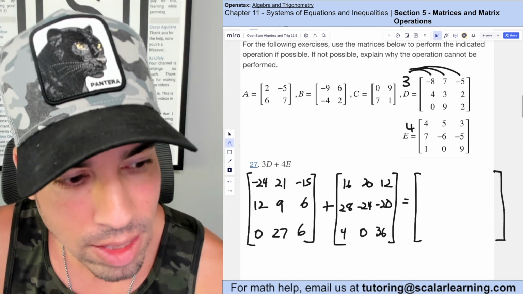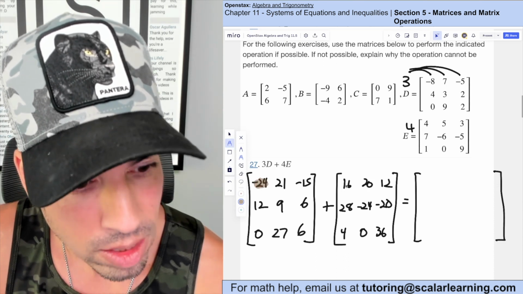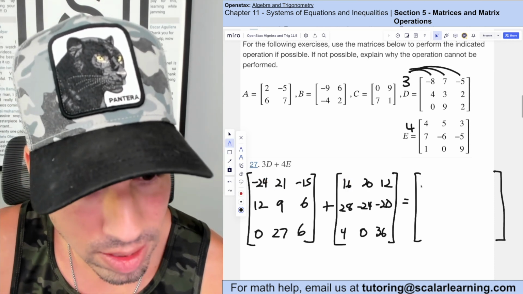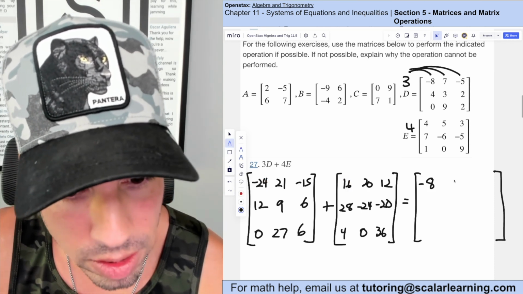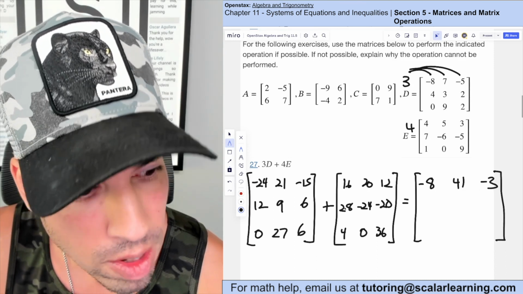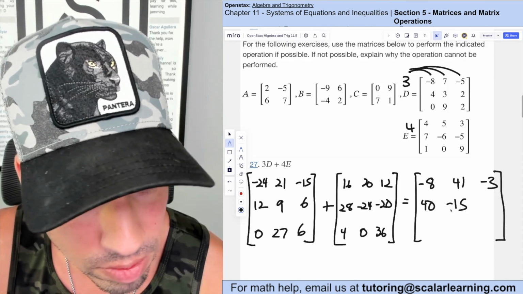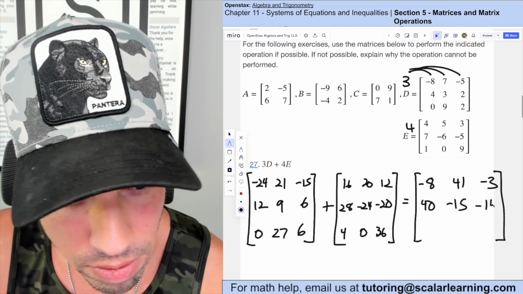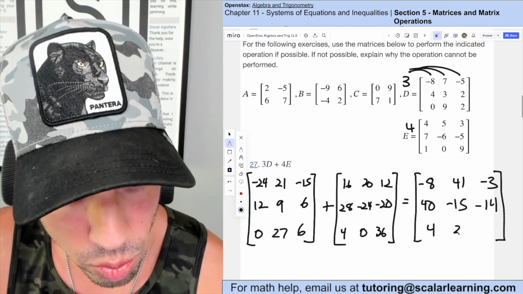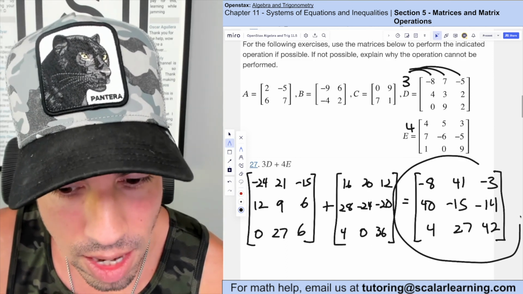Now, as we add these together, every similar spot, right? So we got this spot here is adding to this spot and going to this spot. So negative 24 plus 16 is negative 8. 21 plus 20 is 41. And negative 15 plus 12 is negative 3. Second row, 12 plus 28 is 40. 9 plus negative 24 is negative 15. 6 plus negative 20 is negative 14. Then we got 0 plus 4 is 4. 27 plus 0 is 27. 36 plus 6 is 42. And that is how you do it.